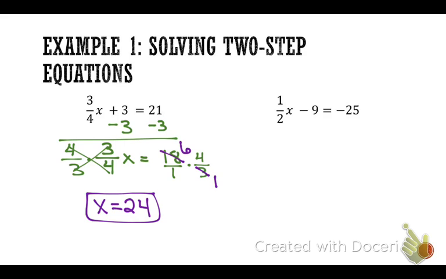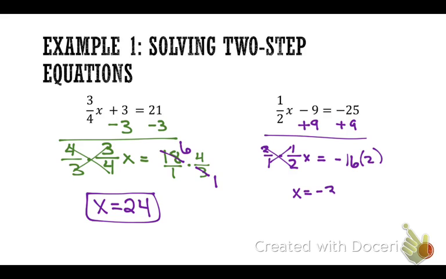Okay, so everybody together, what do I do first? Add 9. Okay, so add 9, and then I get 1/2 x equals negative 16. Okay, now what do I do to get rid of that fraction? Change. Flip. Change. Yes, very good. Multiply. Okay. All right, and x equals negative 30.